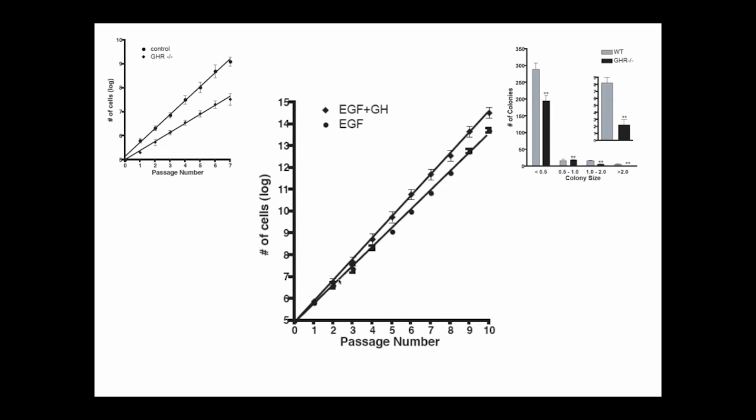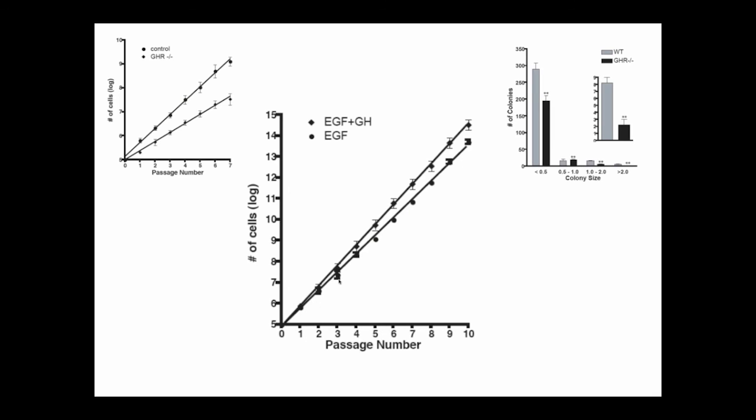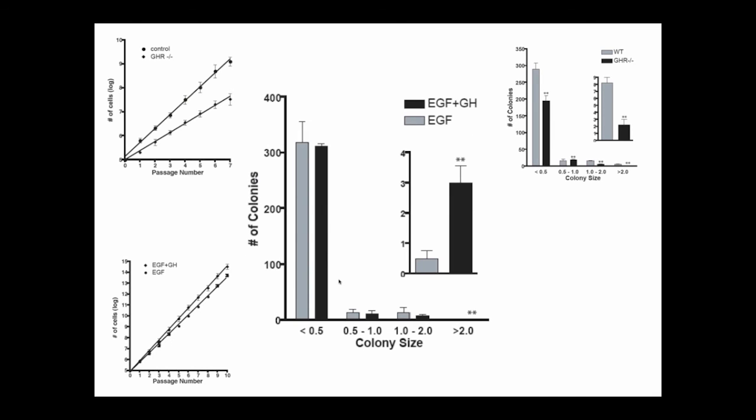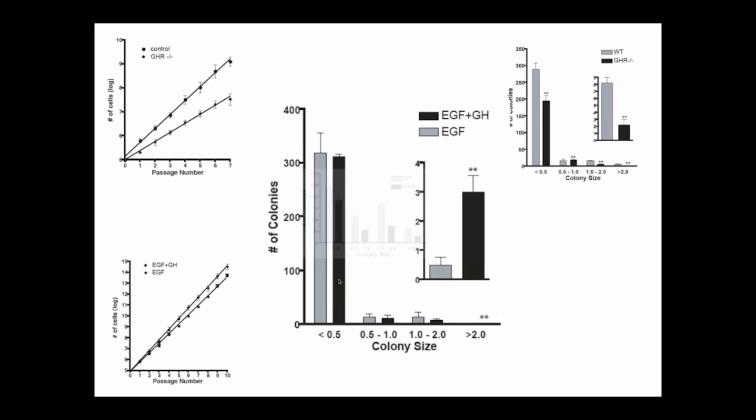we see a reduction in the numbers of the stem cells. If we take wild-type animals and add growth hormone into the cultures, we get an increase in the slope of the growth curve, suggesting those stem cells are undergoing more symmetric divisions. And if we look at that same population with the colony-forming assay, we get data that supports the hypothesis that growth hormone, or activation of the receptor, is increasing the number of neural stem cells by symmetric divisions.